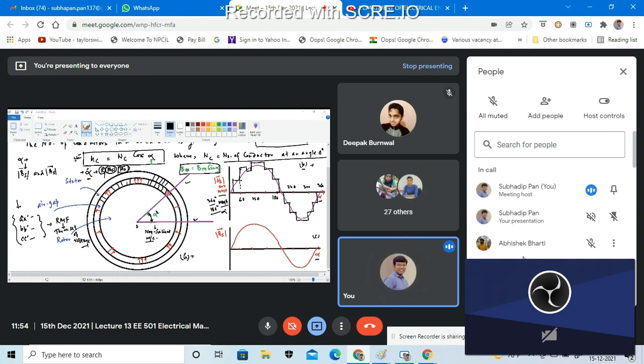So in the next lecture we will discuss what the induced voltage in an AC machine will be for the two-pole stator coil and for the four-pole stator coil. That we will discuss in the next lecture.